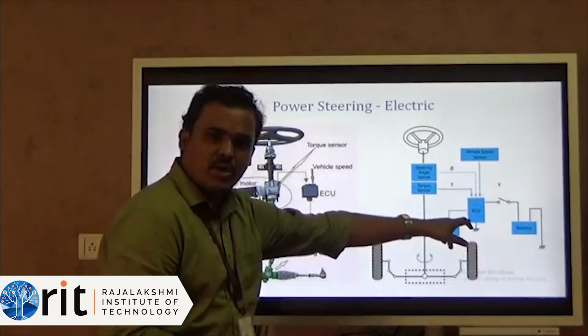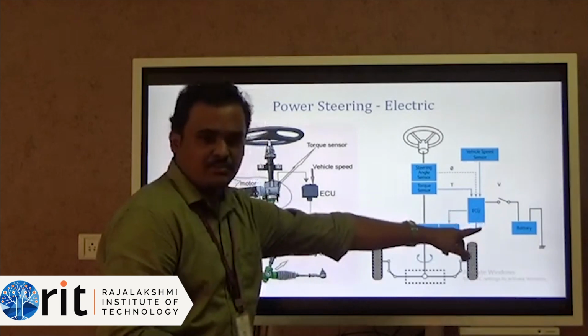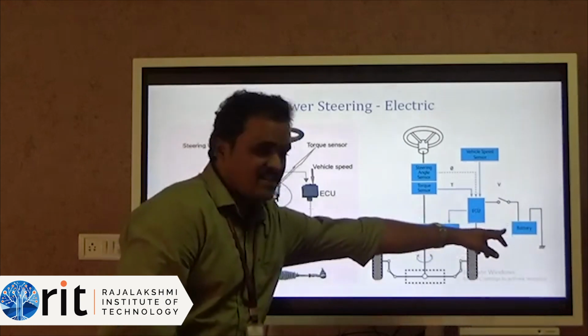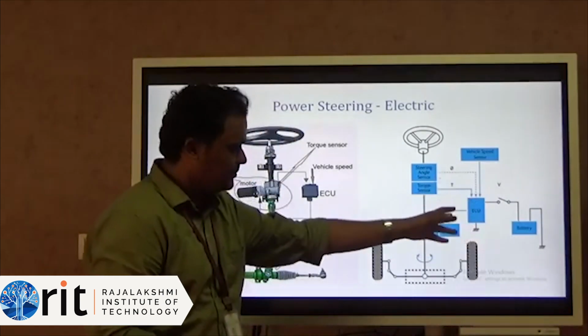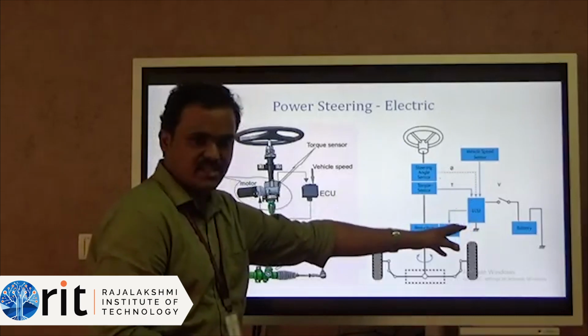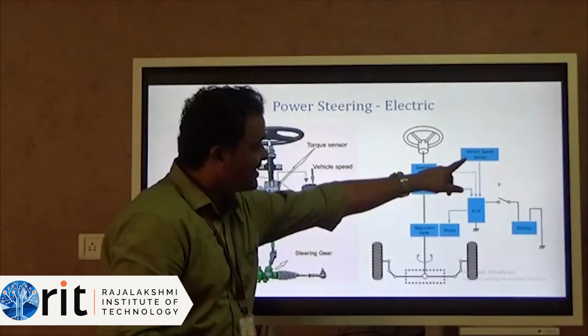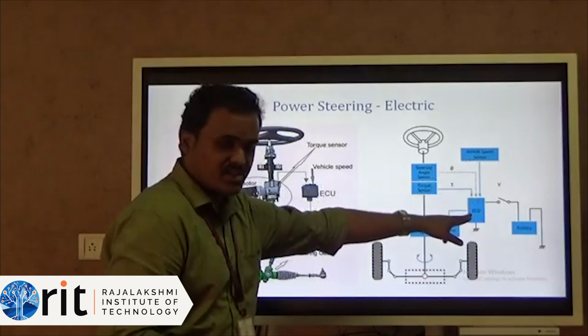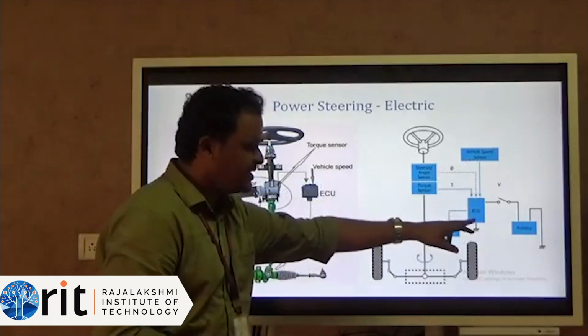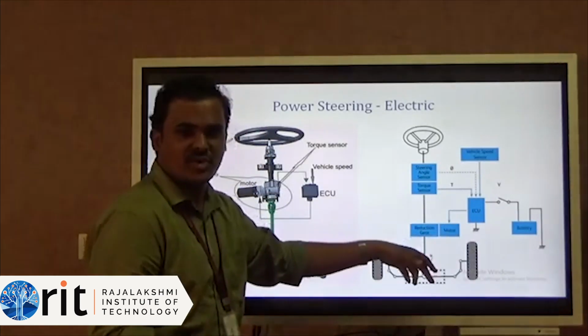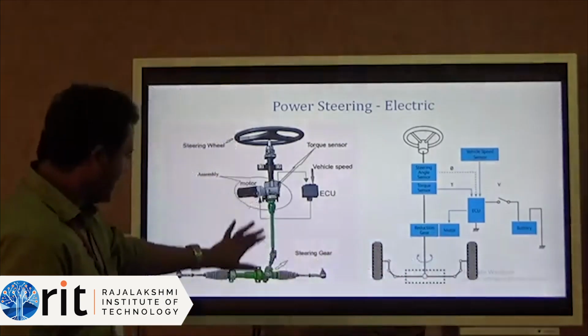For the electronic control unit to operate, we need a battery system. So from the power, the battery energizes the ECU. Using the steering angle sensor and vehicle speed sensor into consideration, it will give the input to the motor, telling how much rotation it has to turn. So here is the system.